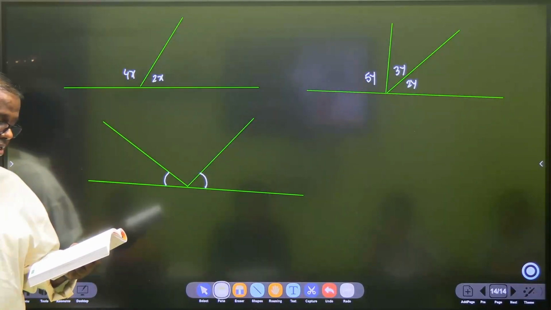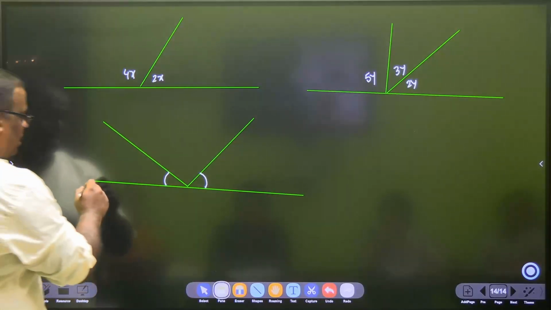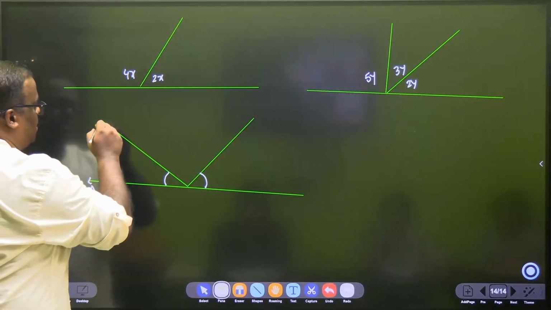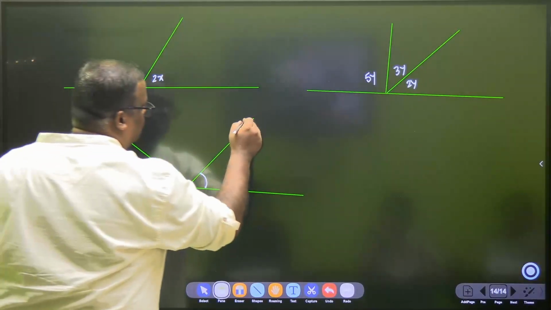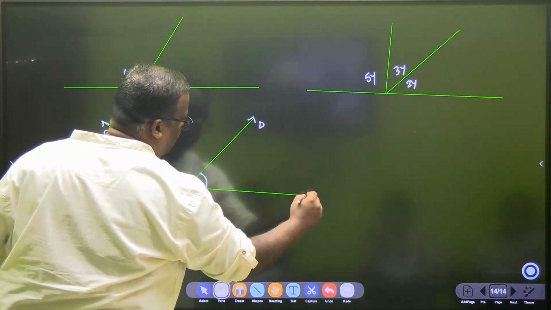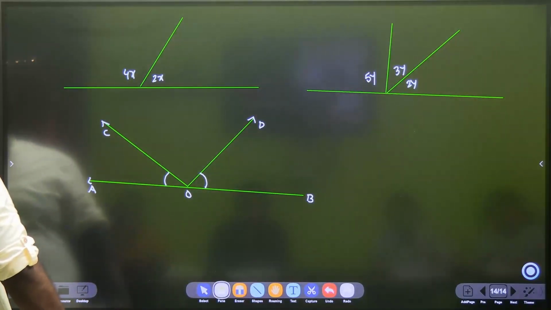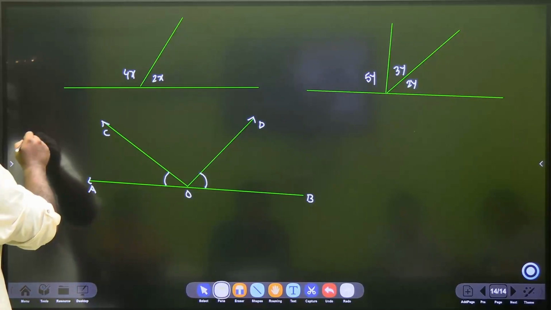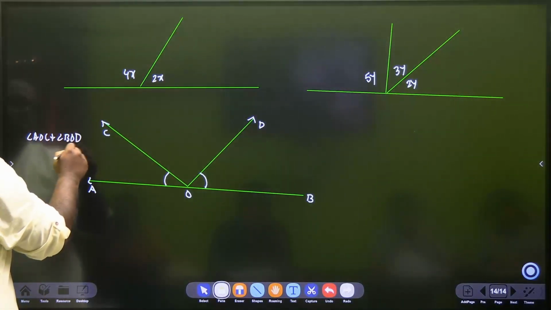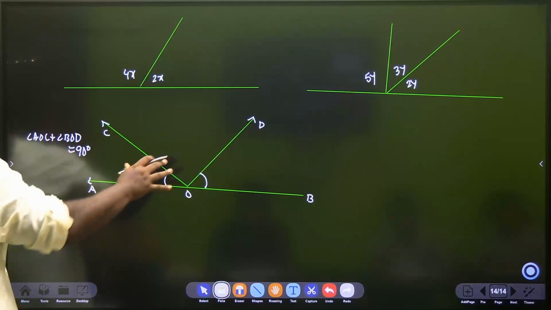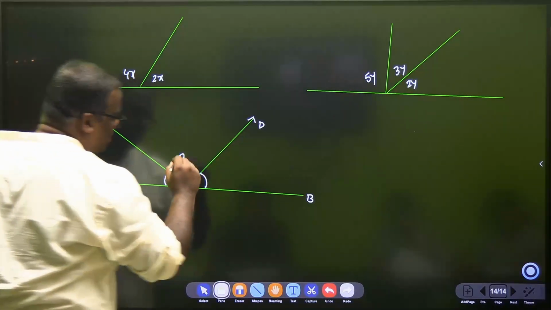But the problem is angle AOC. Okay, so let me make this as angle A. Let me make this as O, and let me make this as C. Let me make this as D and B. So I'm giving you angle AOC plus angle BOD is 90 degrees. Figures are not to scale. You have to find out what is the value of this angle. You can find out.